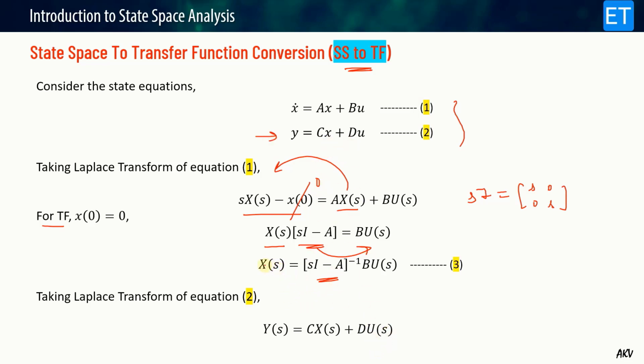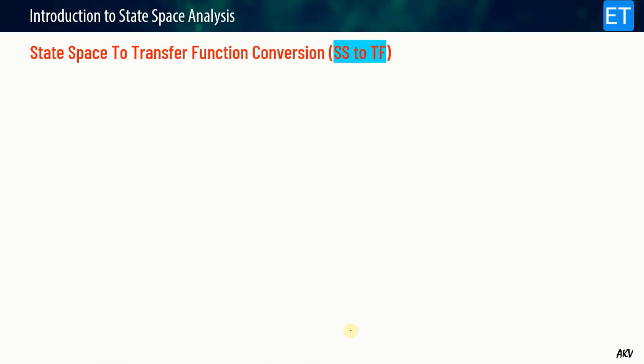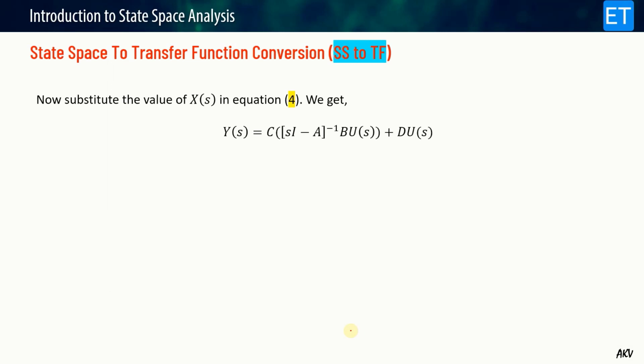Now what you have to do is substitute this Xs in the output equation. So we will substitute equation 3 into equation 4. By that substitution I get this: Y is equal to C, and this was your Xs. So I have substituted the value of Xs, that is (sI minus A) inverse BU(s), plus DU(s).